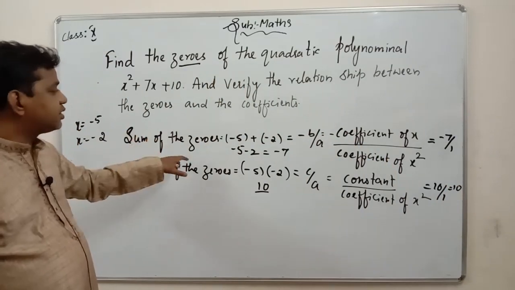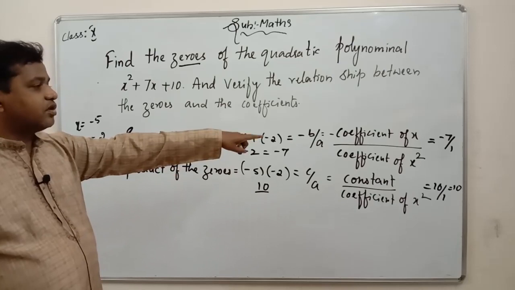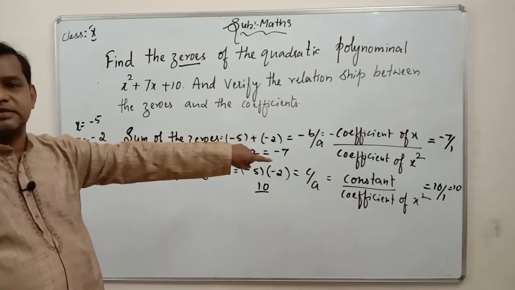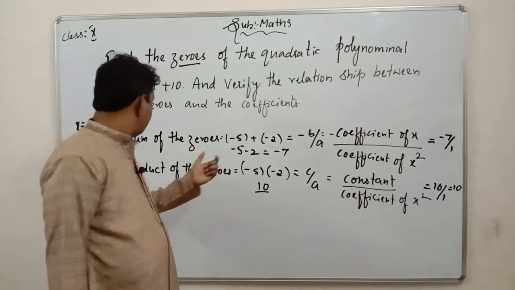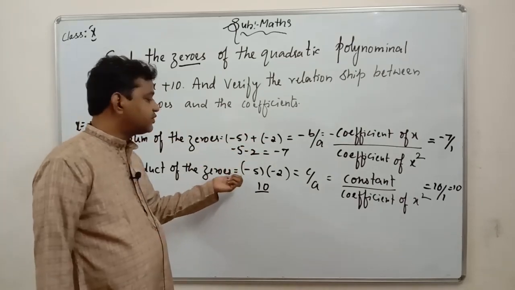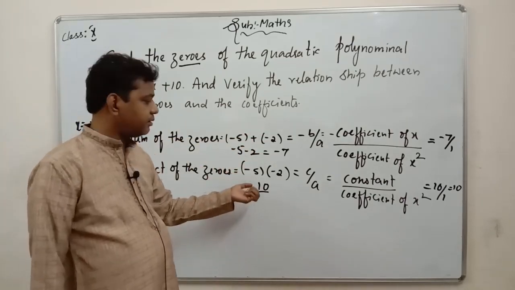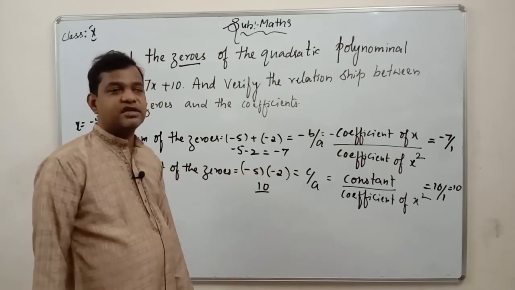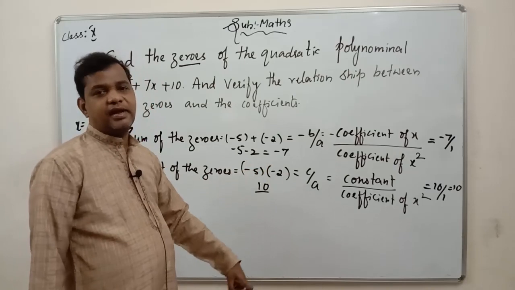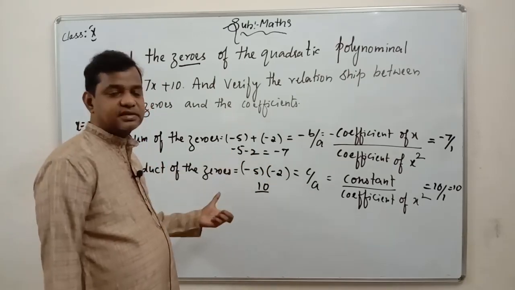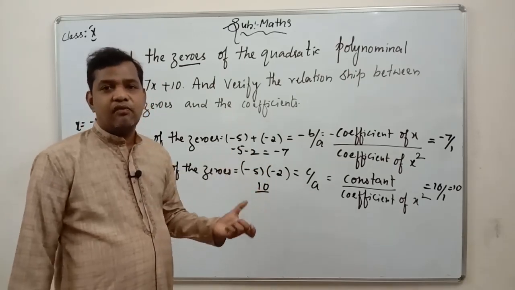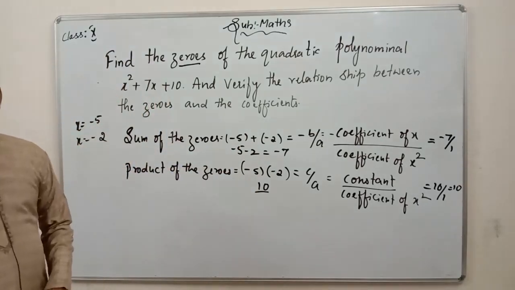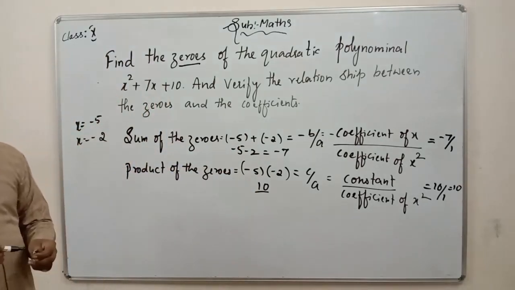So sum of the zeros, that is nothing but minus coefficient of x by coefficient of x square, that will get the same answer, minus 7 only. And product of the zeros, minus 5 into minus 2, you will get 10, that is nothing but c by a, that is equals to constant by coefficient of x square, or if you take directly, you will get the same answer. This is how you have to follow and find the zeros of the given polynomial. Okay, copy it.